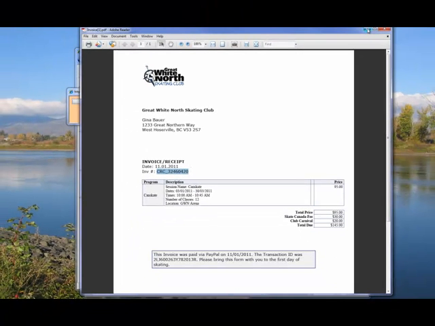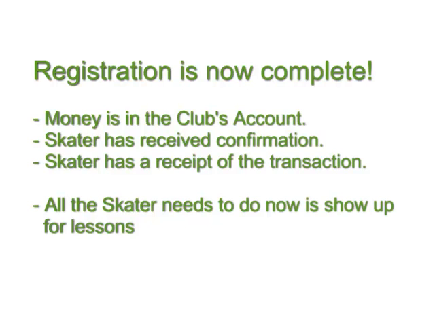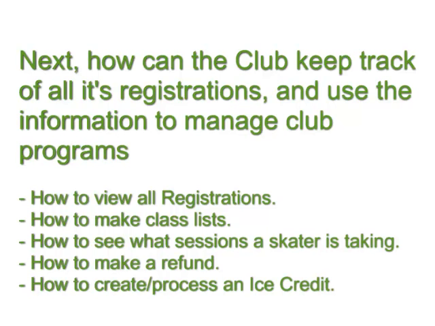And that completes the registration process. With registration being completed, money is in the club's account, the skater has received confirmation, and the skater has a receipt of the financial transaction. All the skater needs to do now is go skating. In our next installment, we'll see how the club can use CoastRegistry to keep track of all its registrations and use the information to manage club programs.